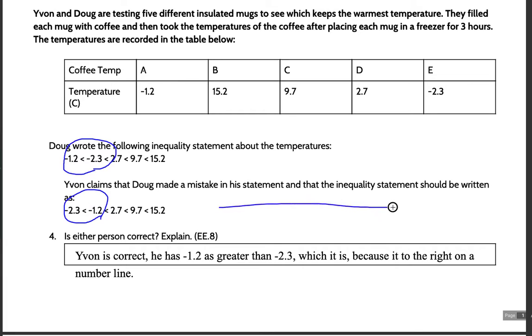So on a number line, right, you would have 0, and you'd have negative 1.2, and then farther to the left, you would have negative 2.3. It'd be farther away from 0 to the left. So negative 1.2 should be greater when we're using the inequality symbol. It should be greater than negative 2.3. So if you look right here, Yvonne's is correct and Doug's is flip-flopped.